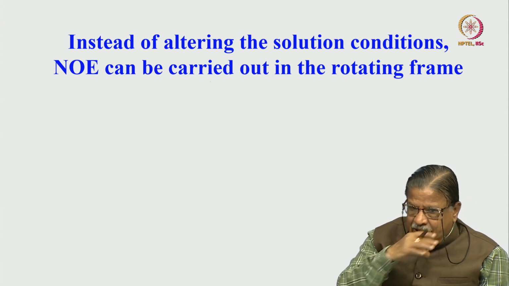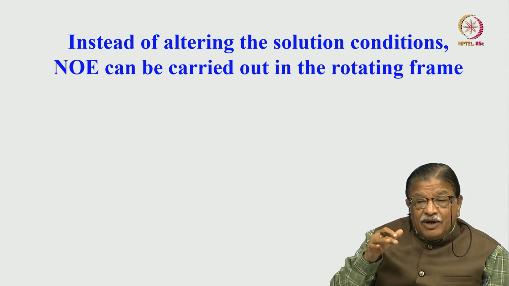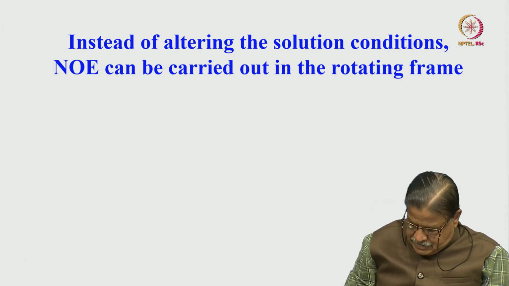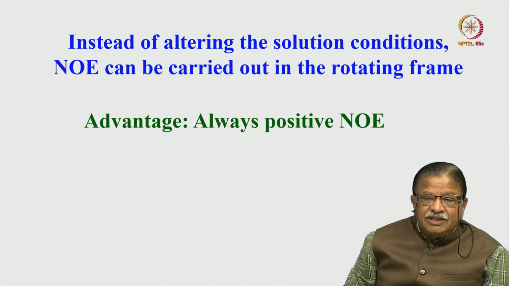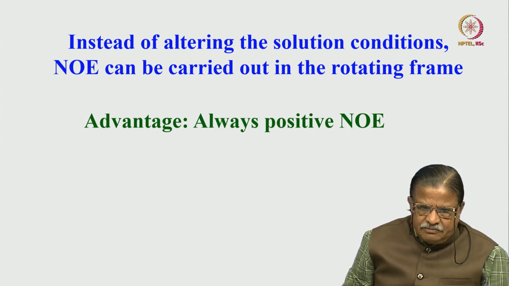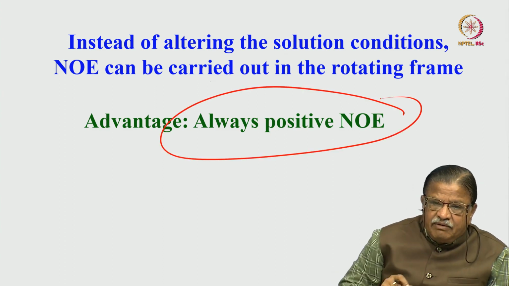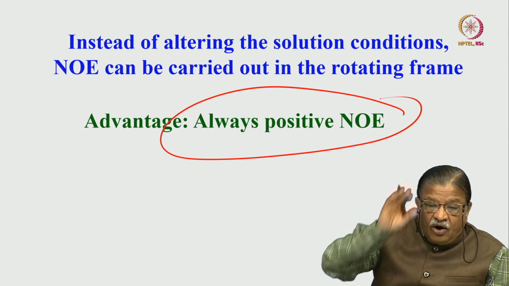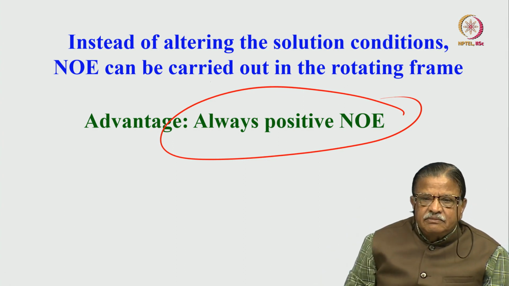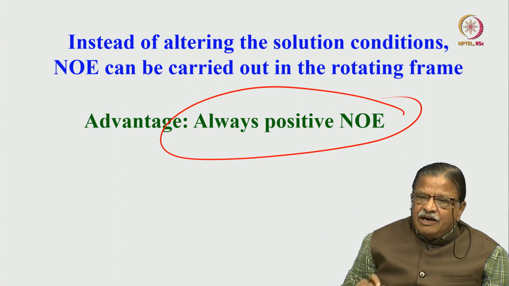That is, instead of physically altering all these conditions, we can do that. Then we can do NOE in the rotating frame. That is an advantage. What is the advantage, you may ask me? Why should I do it in the rotating frame? Remember, in the rotating frame, there is no negative NOE, no zero NOE, always positive NOE you will get for any size of the molecule. So, why can't we do that?